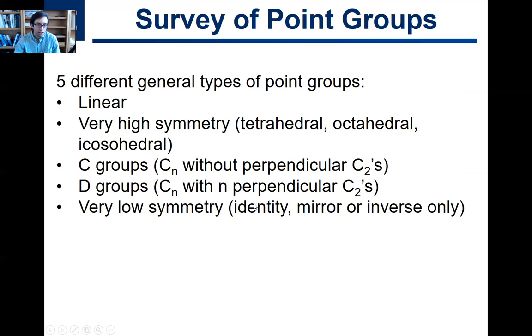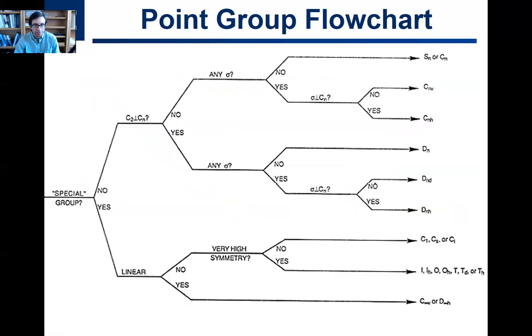And it turns out all you need to know is you just need to find one perpendicular C2 to the principal rotation, Cn, and that tells you you're in a D group. And then the last category is the very low symmetry. So these molecules maybe only have the identity, we talked about those earlier, or just have a mirror plane or just have an inverse. They're pretty rare, but they do exist.